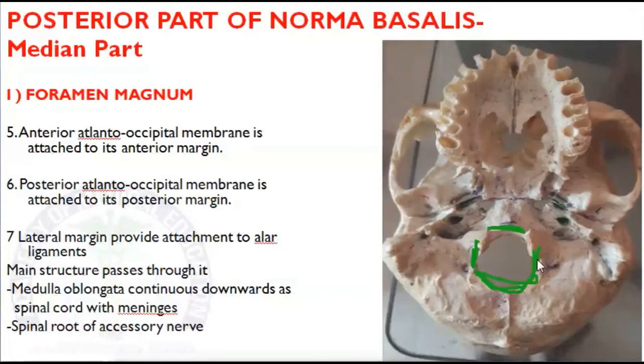Main structures pass through it: the medulla oblongata, which is continuous downwards as the spinal cord with its meninges, and the spinal root of the accessory nerve. Many more structures pass through it, which we will see in a separate topic.